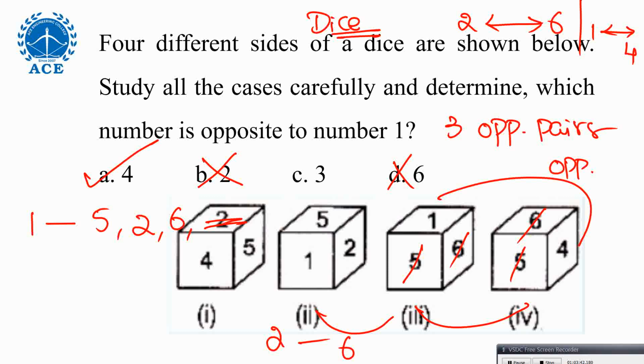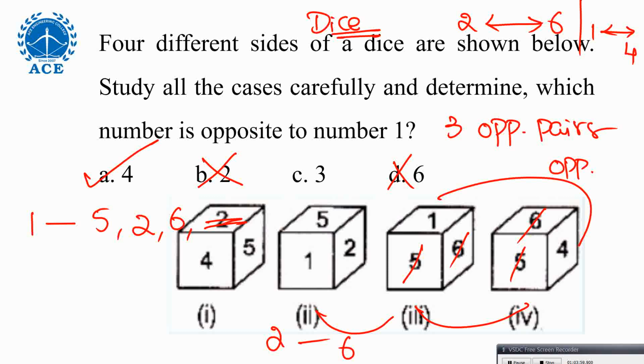Or else you see the first 2 diagrams. In the first 2 diagrams, what is common? 2 and 5 are common. The other one is 1 and 4, which must be opposite. You got it with the last 2, 1 and 4 opposite. With the first 2 also you got it, okay. So 1 and 4 are opposite.